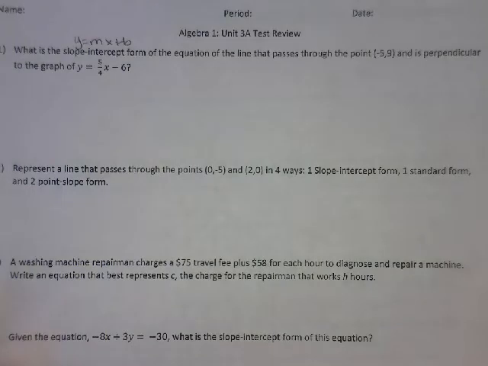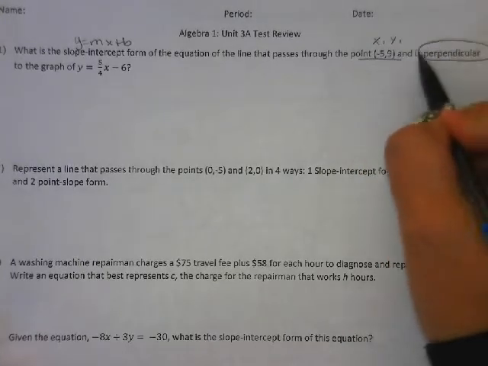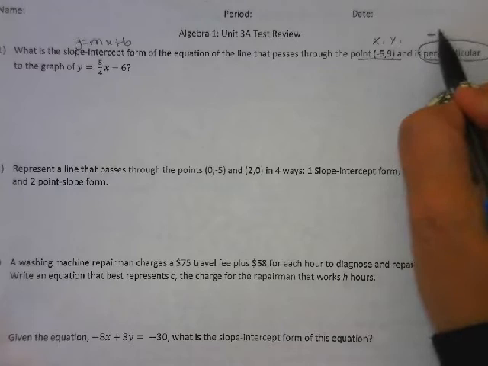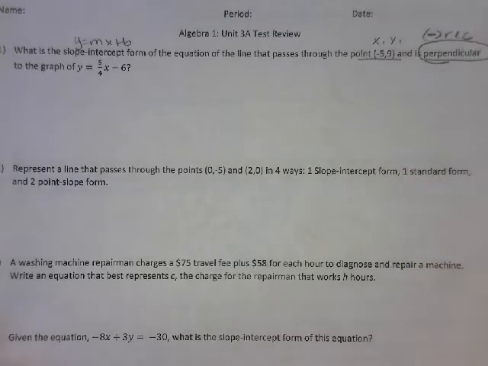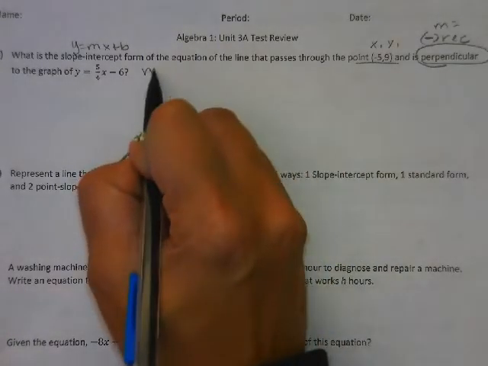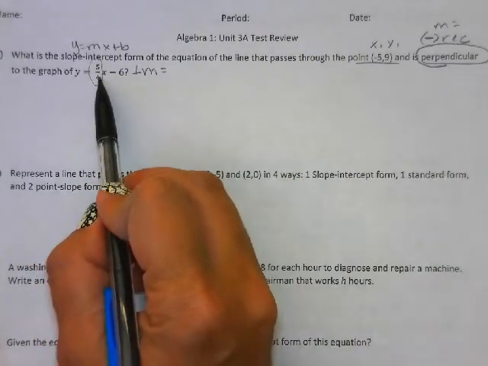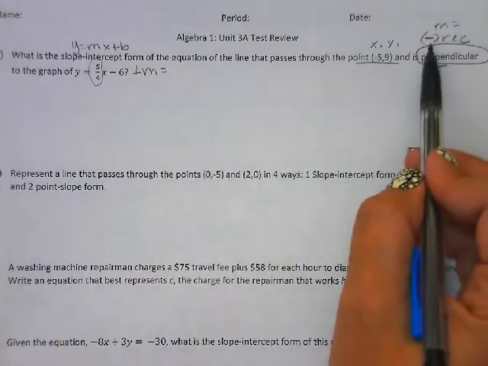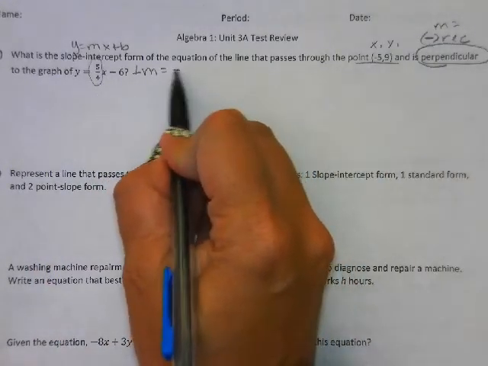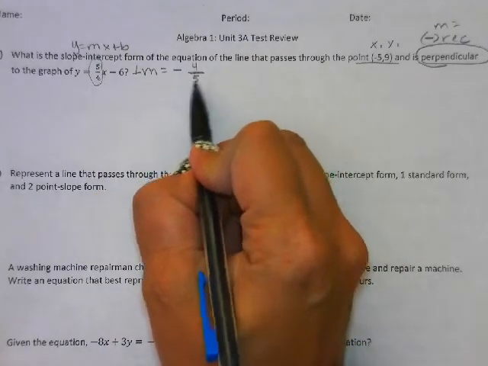Of the line that passes through the point (-5, 9), so this is going to be our x1 and our y1, and is perpendicular. Remember, perpendicular is the opposite sign reciprocal slope to the graph y equals 5/4x minus 6. So the first thing we need to do is identify that perpendicular slope. Well, the slope here is 5/4, so it is positive. We need to change the sign. So now it is a negative, and we need to flip the fraction. So it is now -4/5.